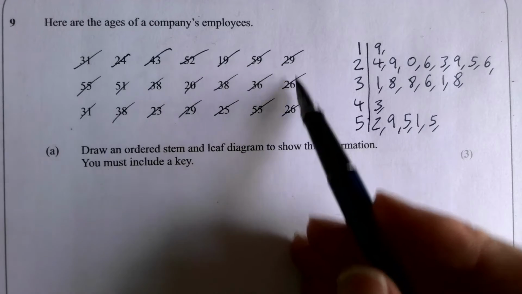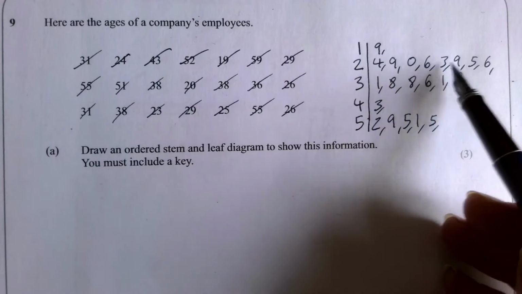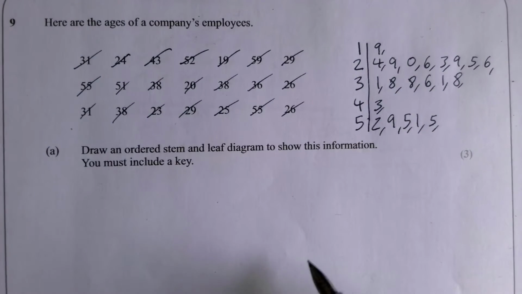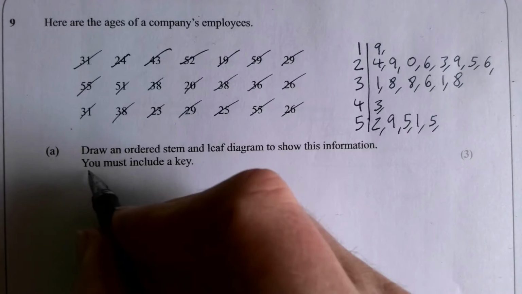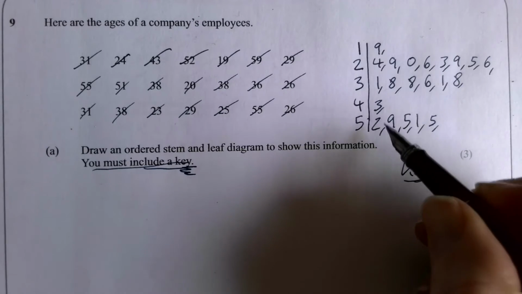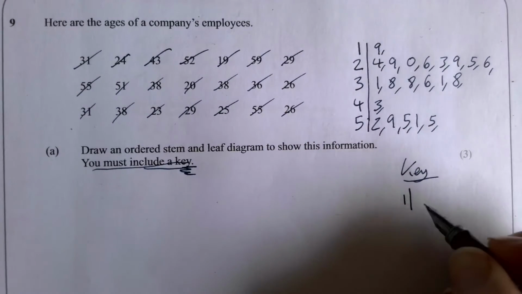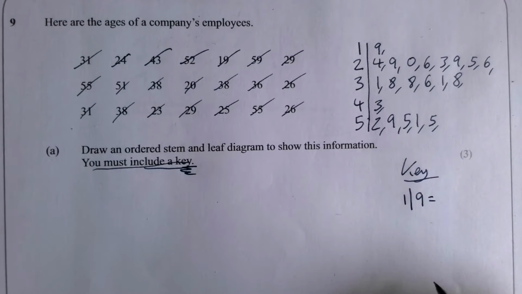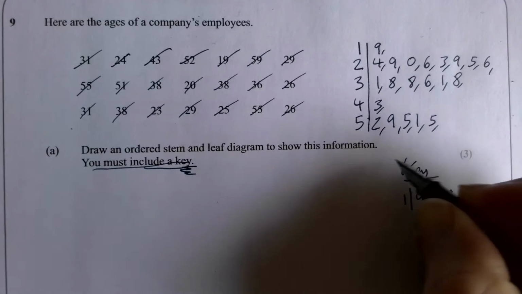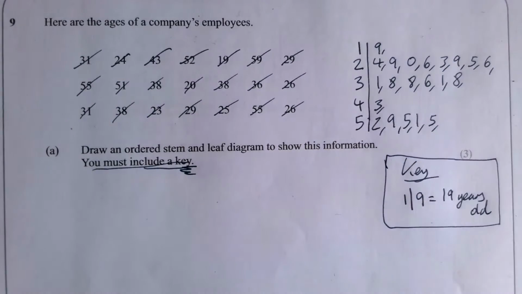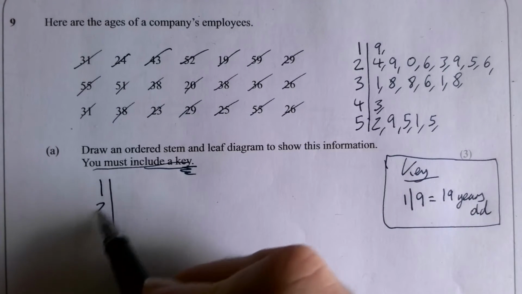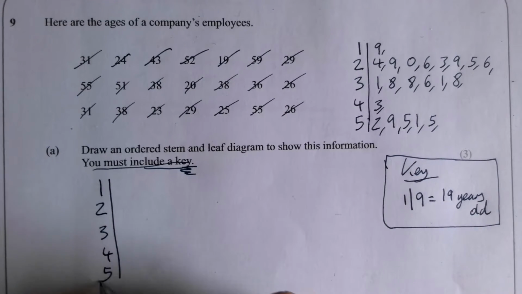Now I've got 6, 7, 3 sevens are 21. 1, 2, 3, 4, 5, 6, 7, 8, 9, 10, 11, 12, 13, 14, 15, 16, 17, 18, 19, 20, 21. So that's all good. And now I order it, but I remember I must include a key. So I'm going to put the key in first. Pick any value I like. I could just pick the first one. So that means 19, doesn't it? But 19 what? 19 years old. And there's my key.